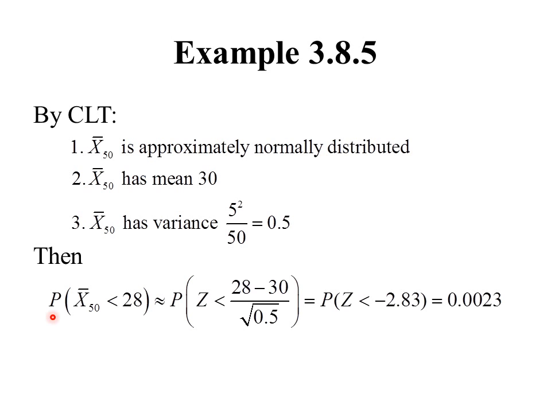So to calculate the probability that we want, we're going to convert this number 28 over to a z-score by subtracting the mean and dividing by the standard deviation. And so notice that this is an approximation because the central limit theorem says that the x bar 50 is approximately normally distributed. And so we do that arithmetic, we get a z-score of negative 2.83, and we look up that probability from table C1, and there's our probability, 0.0023. So that's all there is to using the central limit theorem. It all boils down to a non-standard normal distribution problem.